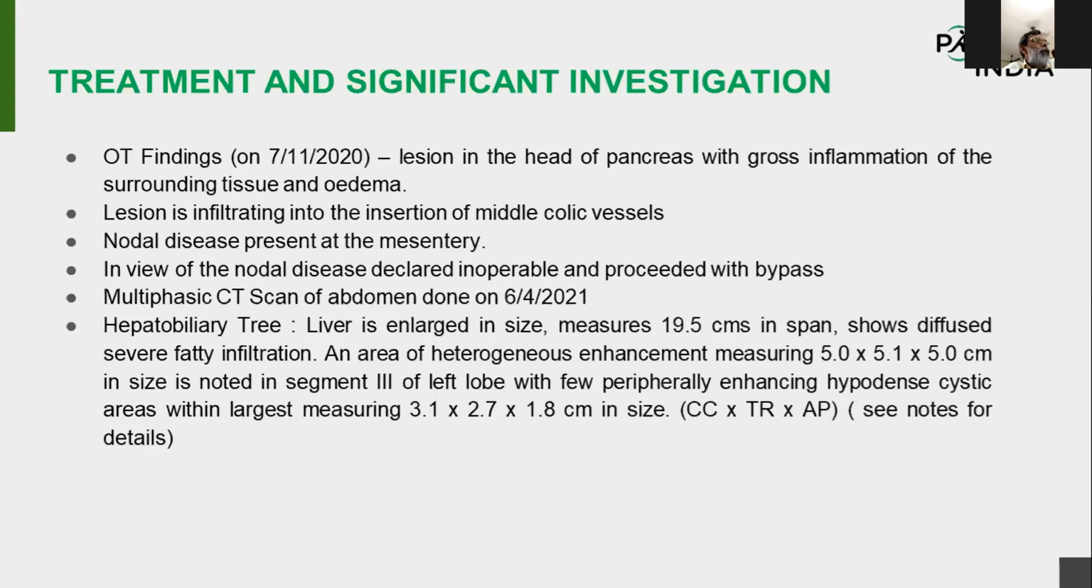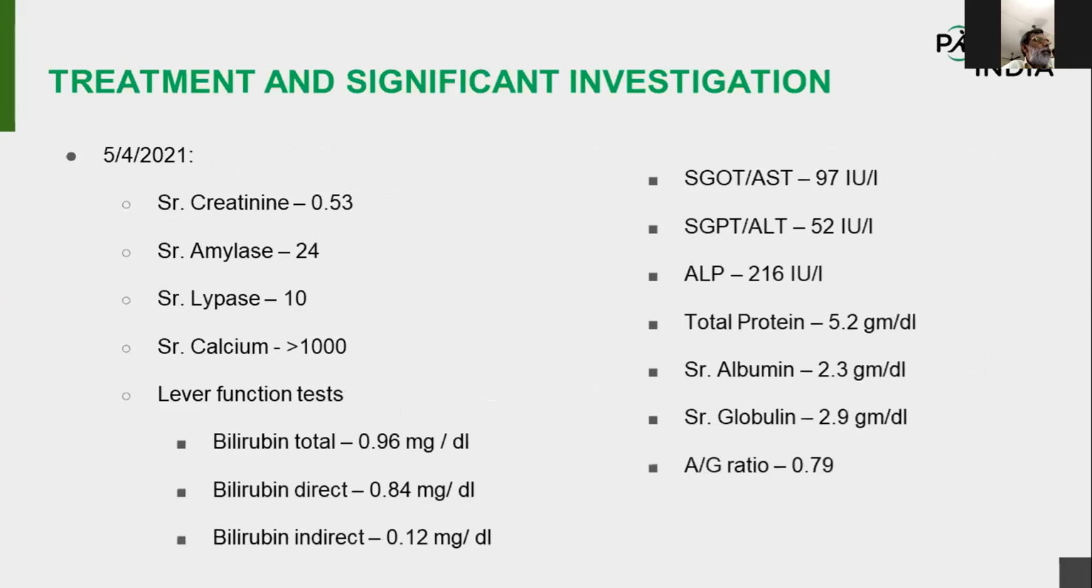On 5/4/21, serum creatinine was 0.53, serum amylase was 24, serum lipase was 10, serum calcium was more than 1000. In liver function test, bilirubin total was 0.96 milligrams per deciliter. Direct bilirubin was 0.84 milligrams. Bilirubin indirect was 0.12. SGOT AST was 97 international units. SGPT, total proteins was 5.2 grams. Serum albumin was 2.3. Serum globulin was 2.9. And AG ratio was 0.79.